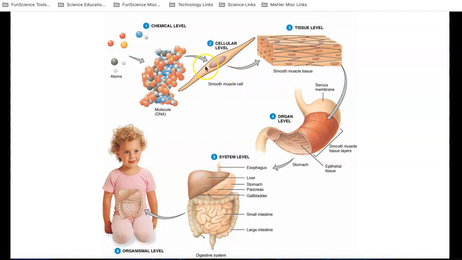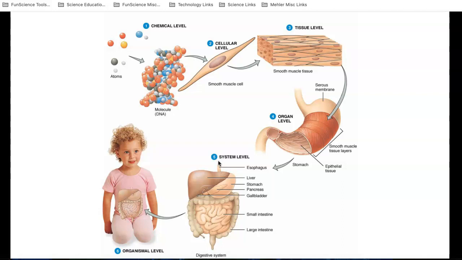viruses and bacteria. However, at the cellular level, when you have a group of cells that all perform the same function, in this case smooth muscle tissue, this is now the tissue level. So we went from the chemical level, atoms and molecules, to the cellular level, then the tissue level. All those cells are doing the same thing. That tissue, in this case smooth muscle, is in this organ, the stomach. That stomach is down here, and it's part of a system level, the digestive tract.